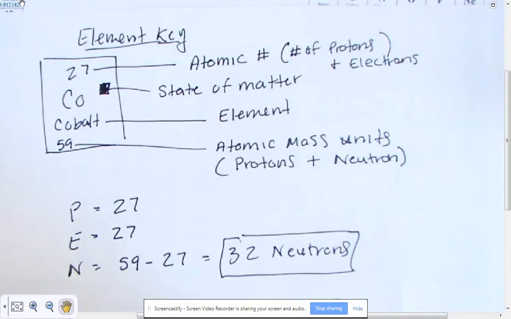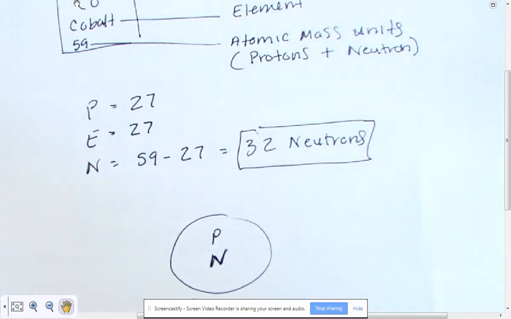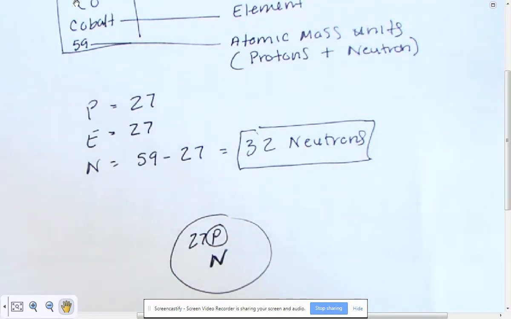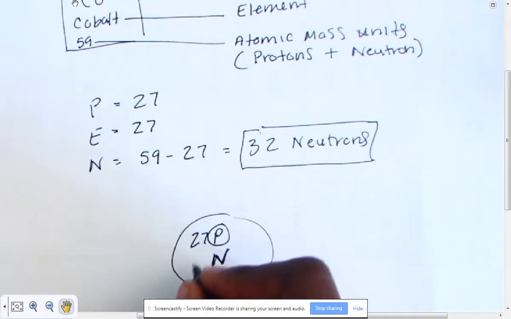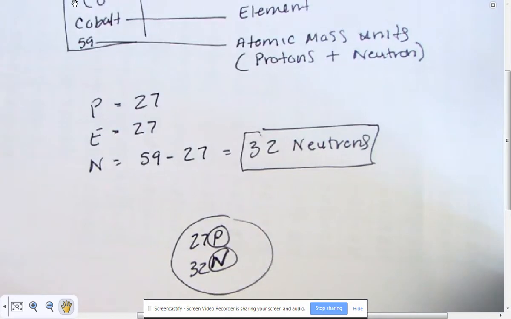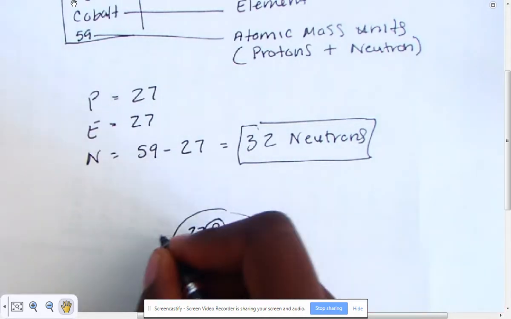So how many protons are there in a nucleus of a cobalt atom? You just did it. 27. How many neutrons are there? 32. Okay. So how many electrons? Somebody said 27. Okay. So, all right.